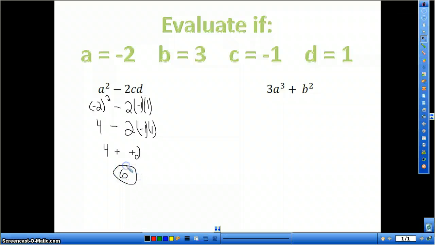Okay, so this is how you evaluate. All right, so really all you're doing is just plugging your numbers in, and you want to see what they give you as a final result.